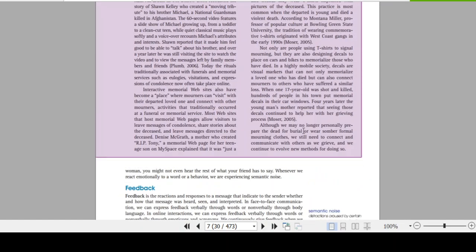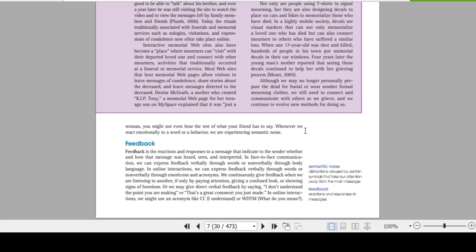And the final thing in the communication process is feedback. Feedback is the reactions and responses to a message that indicate to the sender whether and how the message was heard, seen, and interpreted. In face to face communication, we can express feedback verbally, through words, or non verbally, through body language. In online interaction, we can express feedback verbally, through words, or non verbally, through emoticons and acronyms. Now, feedback is simply the response to the message.